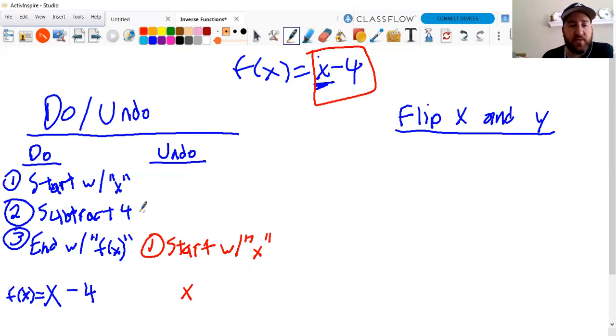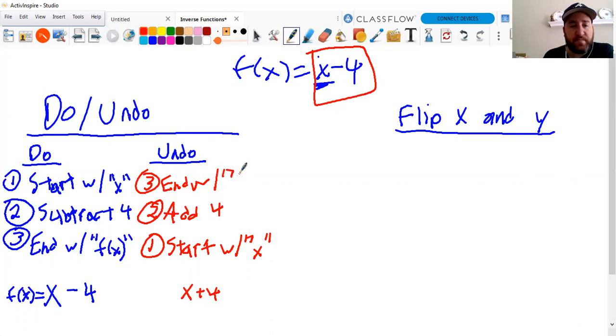Again, it's kind of hard to see here since we only have one step. We'll be able to see it more on the next couple problems. I just got to one step. So instead of subtracting 4, I add 4. And then it's only one operation step that I'm doing.